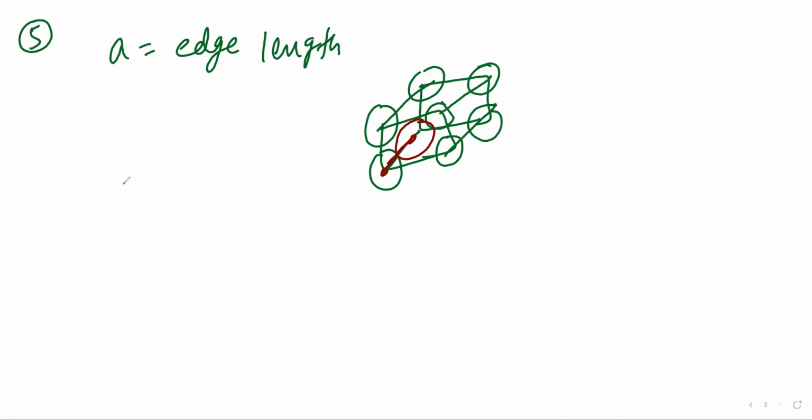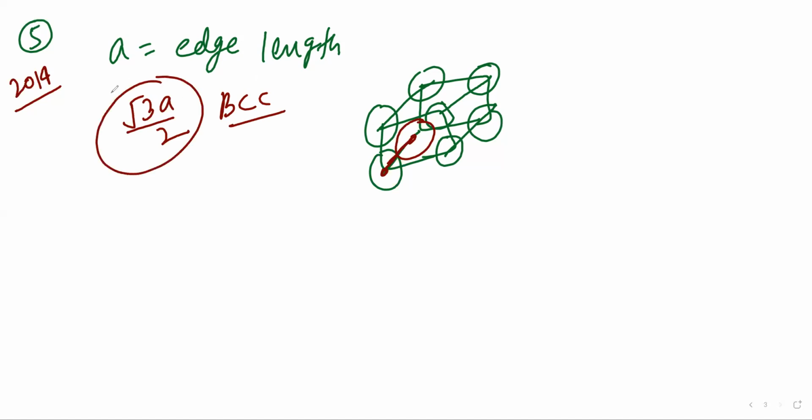It was asked in 2014. So the distance between the body center and one corner is root 3A upon 2 in BCC, right? So it is half of the diagonal, nothing else. So please remember this formula, root 3A by 2. So that is the fifth one.